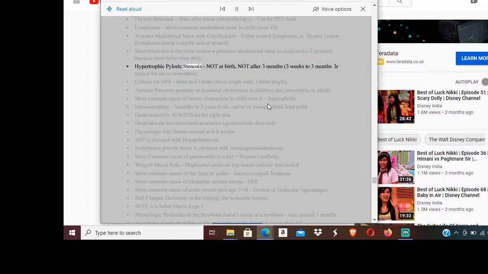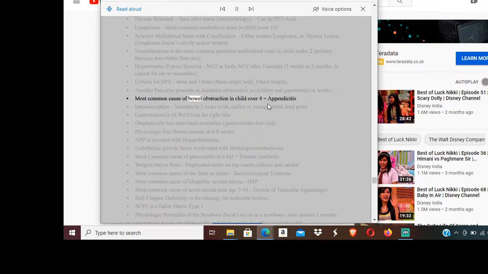Hypertrophic pyloric stenosis: not at birth, not after 3 months. 3 weeks to 3 months is easiest for me to remember. Criteria for HPS, 4 mm and 14 mm: 4 mm single wall, 14 mm length. Annular pancreas presents as duodenal obstruction in children and pancreatitis in adults.